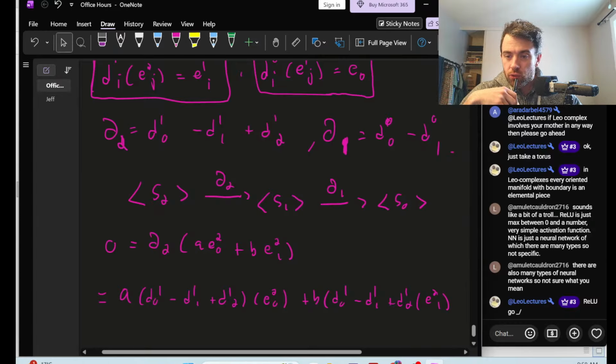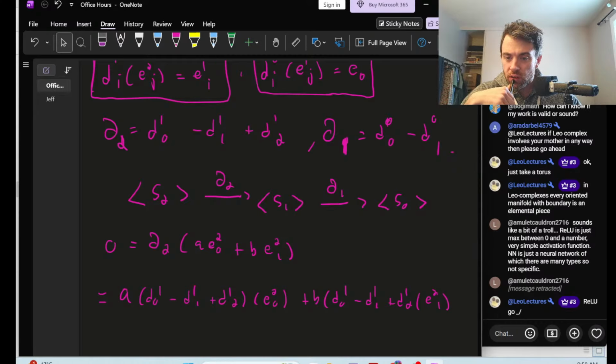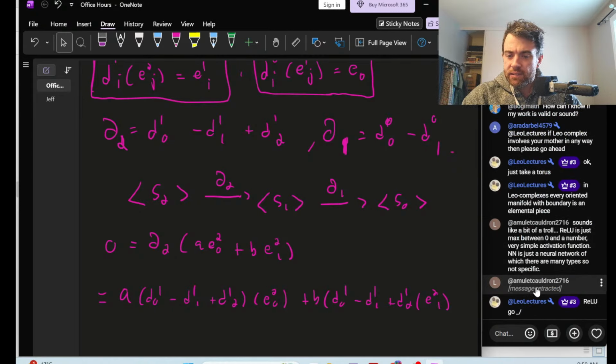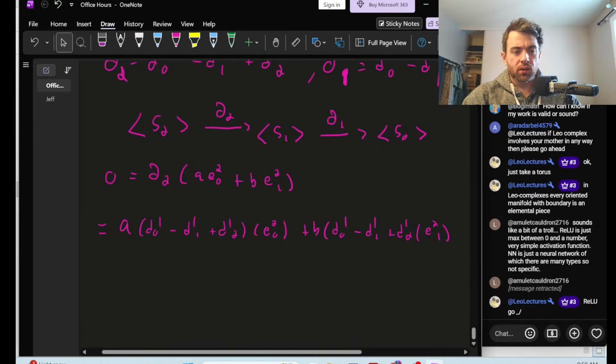Sounds like a bit of a troll. ReLU is just max between 0 and a number. Very simple activation function. NN is just a neural network. Okay. I don't see how that's a troll, though. How is that a troll?